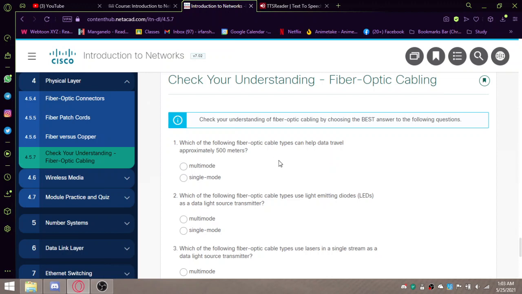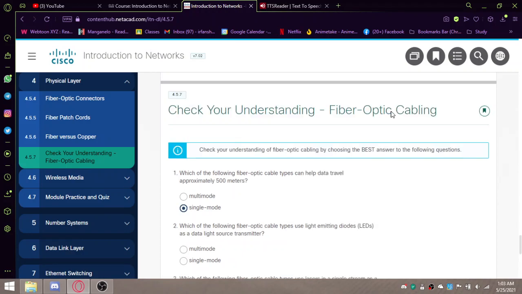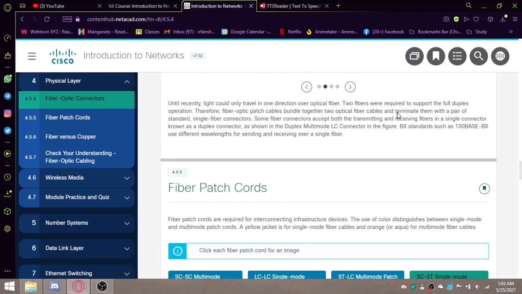Okay, check your understanding. Which of the following fiber optic cable types can help data travel approximately 500 meters? Single mode. Single mode. Kita kan bagi tahu.